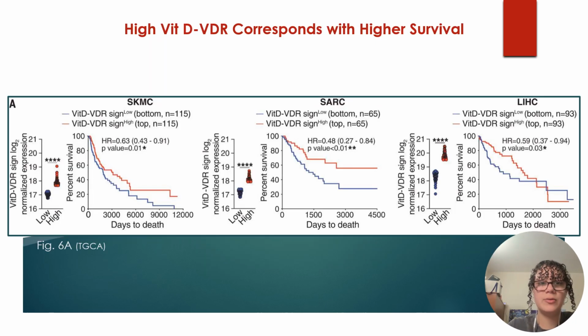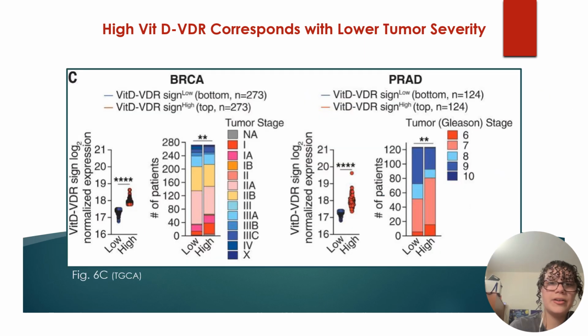First, we will take a look at study 1. As you can see here, this is comparing the vitamin D receptor signature low and high. As you can see here, when it's more active, throughout all of them, there is a higher percent survival through the skin, through the sarcoma, and through the liver cancers. Then, when there is a higher signature, which is noted here for both, there is a lower tumor severity as the tumor is at a lesser stage, which is noted by these bars.